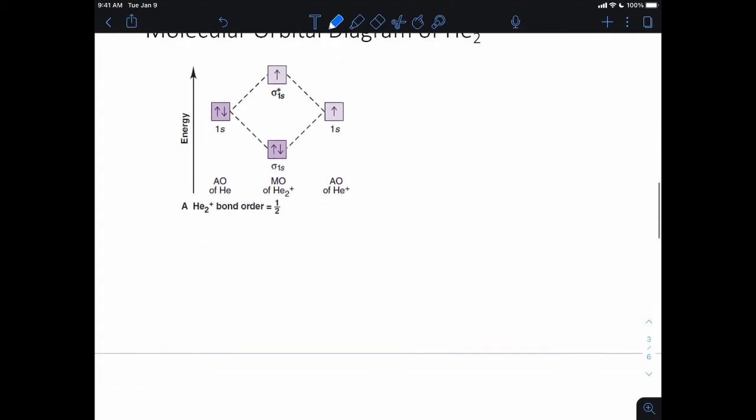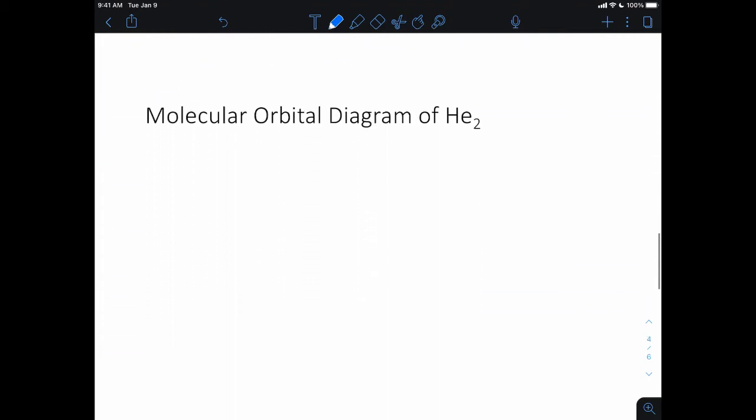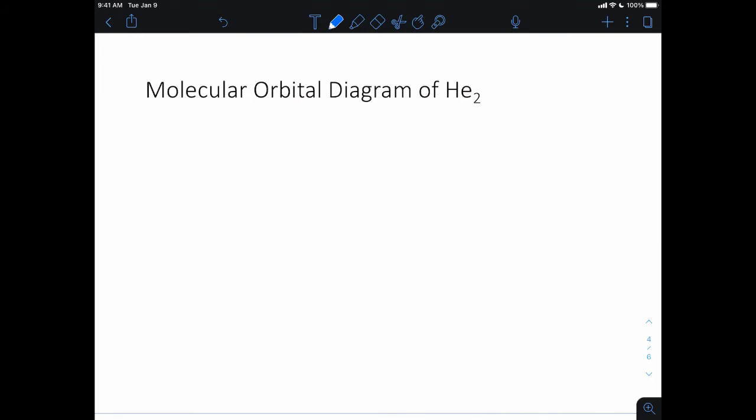Now let's try another one. Let's do helium-2 now. So again, single helium atom, we're going to use the 1s orbital. Single helium, we're going to use the 1s orbital. We've got 2 electrons each. It's helium by itself, it's 1s2.